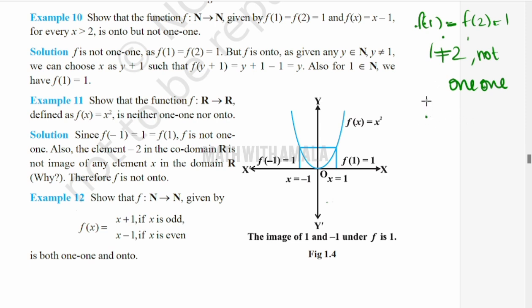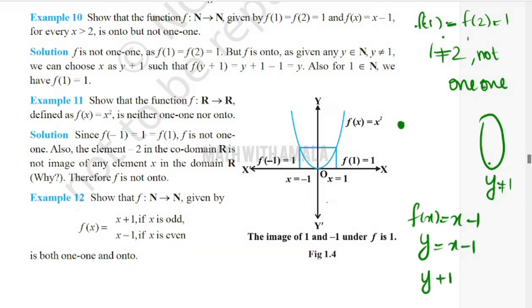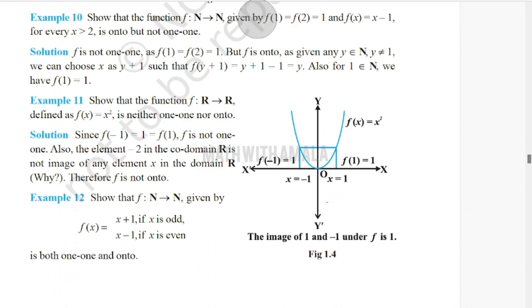The next case is about onto, or the surjectiveness. Let's take the codomain set where y not equal to 1, then f of x equal to x minus 1 is the function, then y is equal to x minus 1. So f of y plus 1 will be equal to y plus 1 minus 1, that's equal to y. Thus we can say that f of y plus 1 equal to y means it is an onto function. It has a proper pre-image. Thus we can say that it's an onto function but not 1-1.